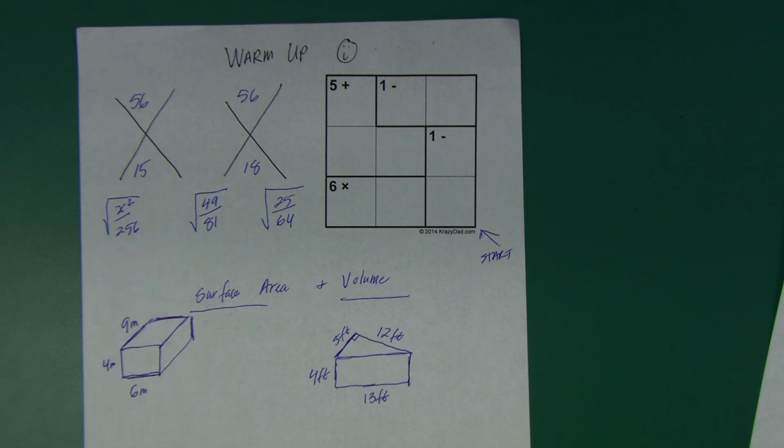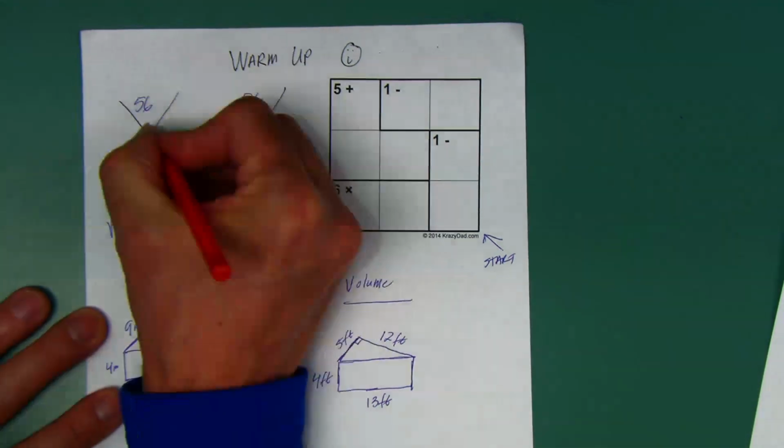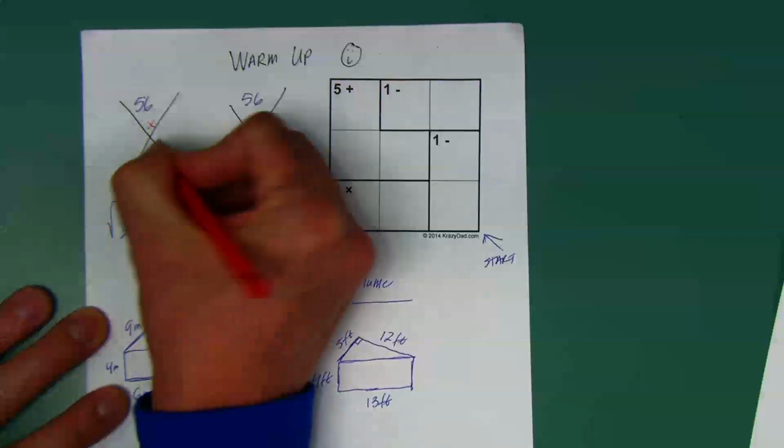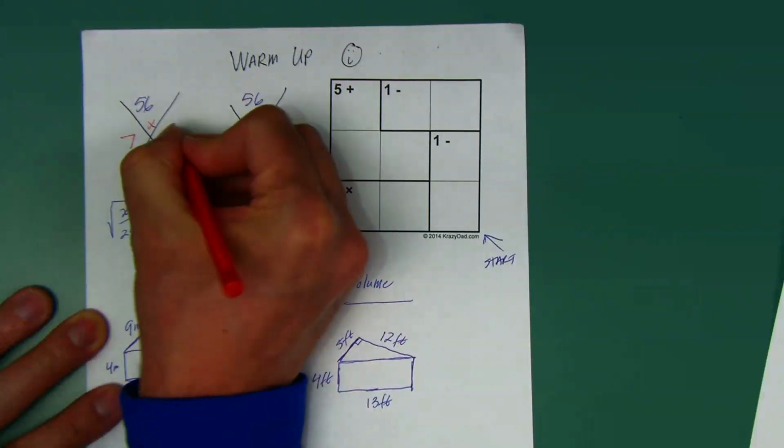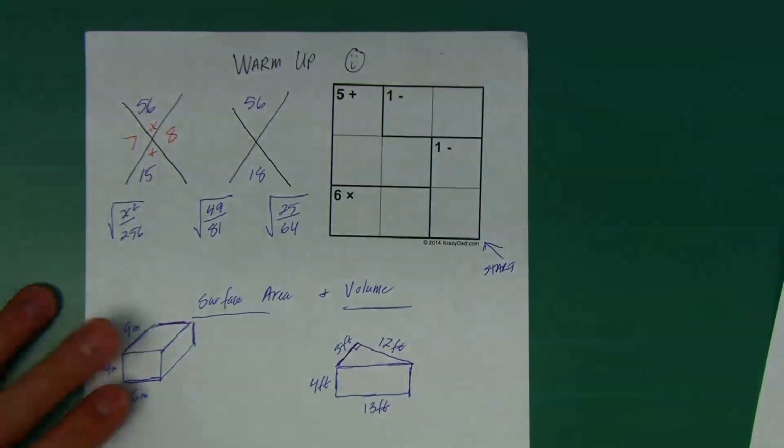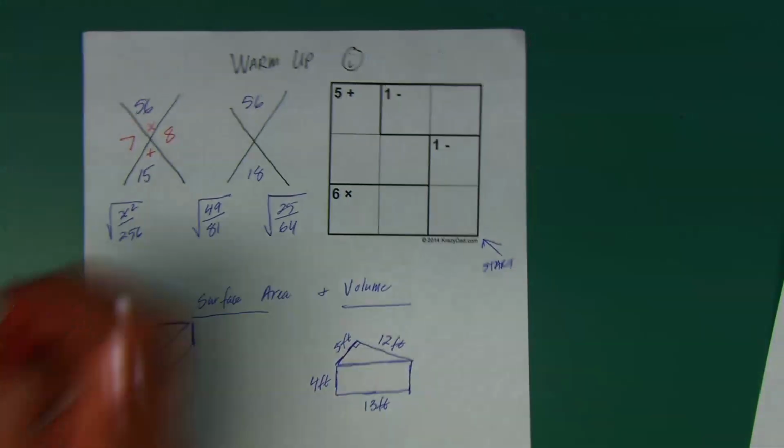All right, let's see what you got here. 56 and 15. What two numbers have a product of 56 and a sum of 15? Well, that's a basic fact, right? 7 times 8 is 56. 7 plus 8 is 15. How about 56 and 18?